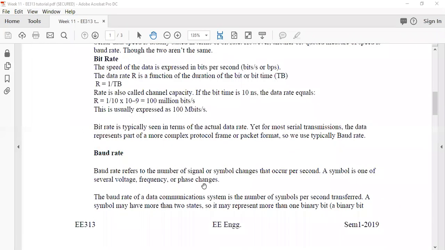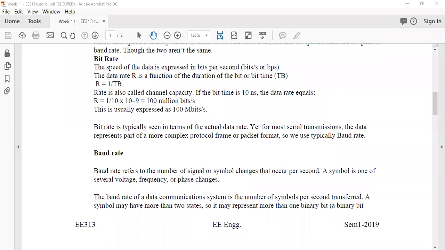Baud rate is basically the number of signal or symbol changes that occur per second. A symbol is one of several voltage, frequency, or phase changes, right? So basically, bit rate could be the number of bits being transmitted in 1 second. Baud rate is the number of changes that is happening in 1 second, right?